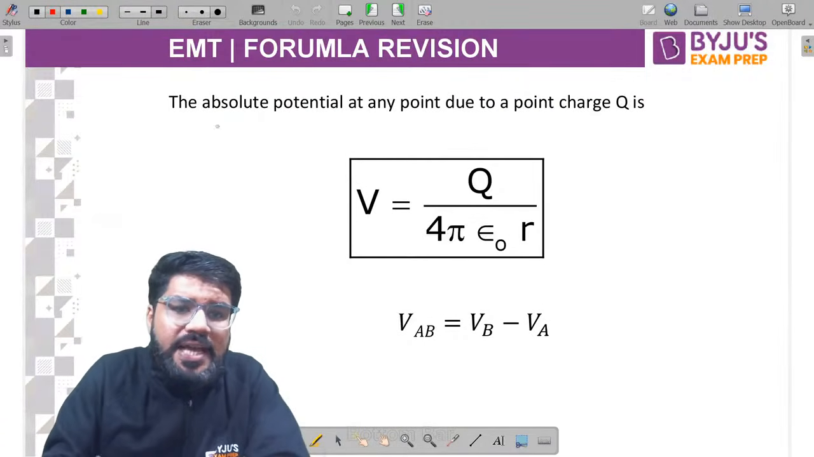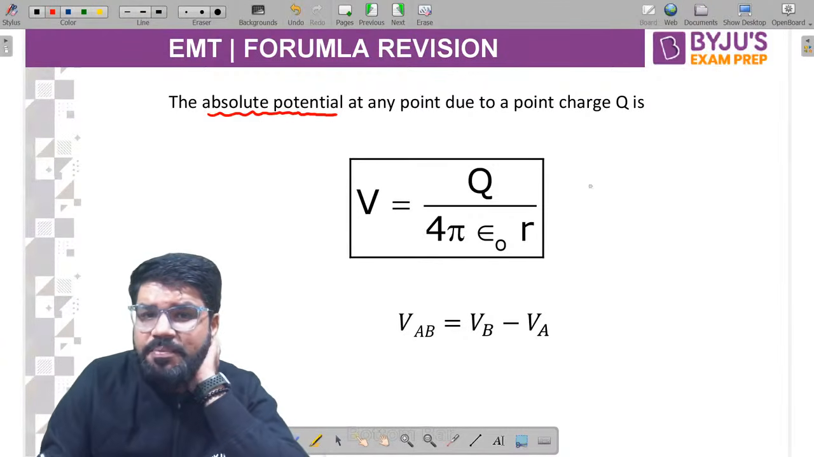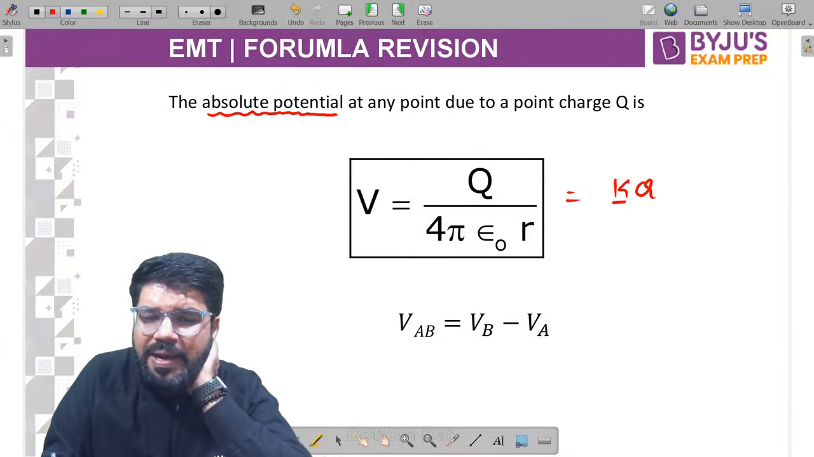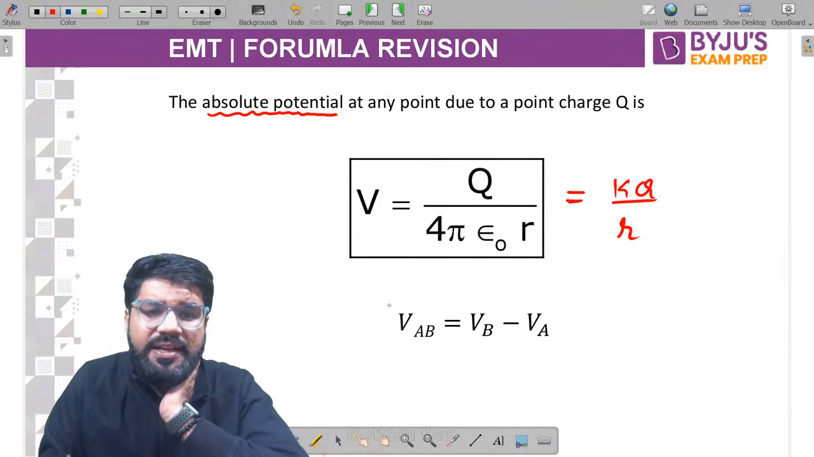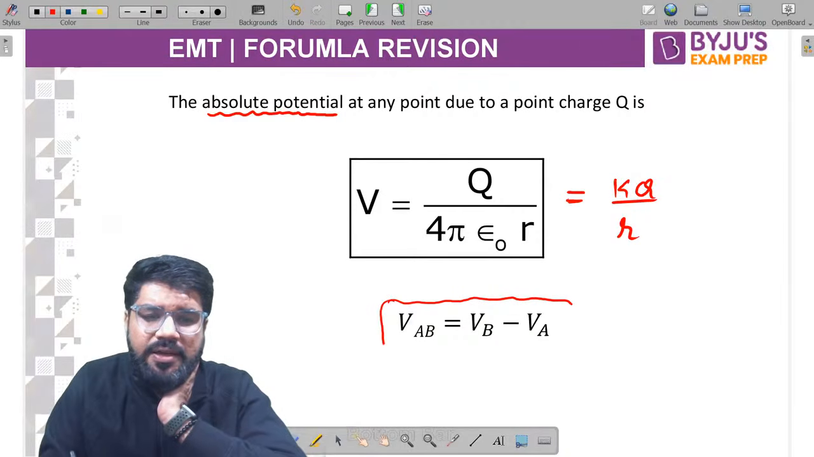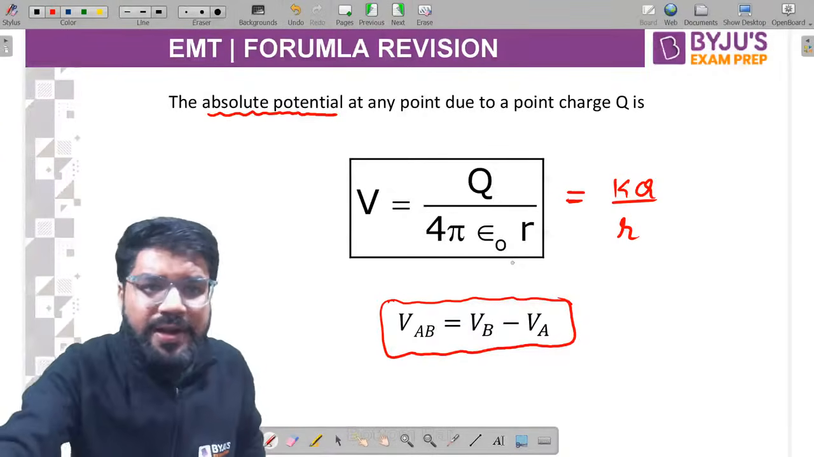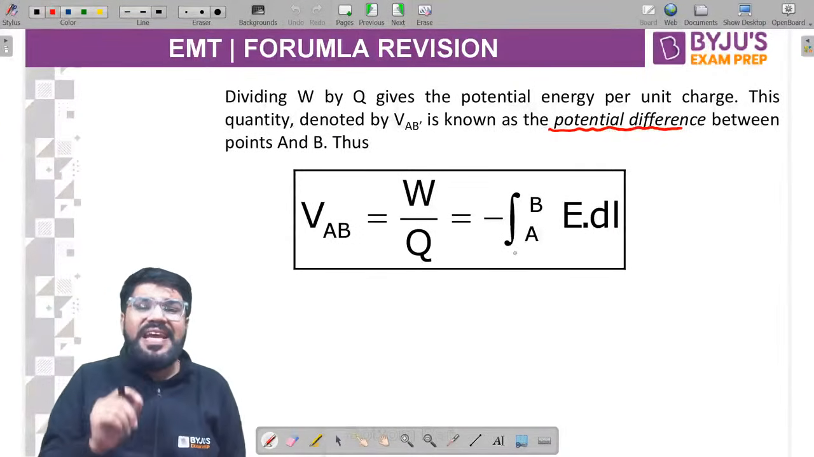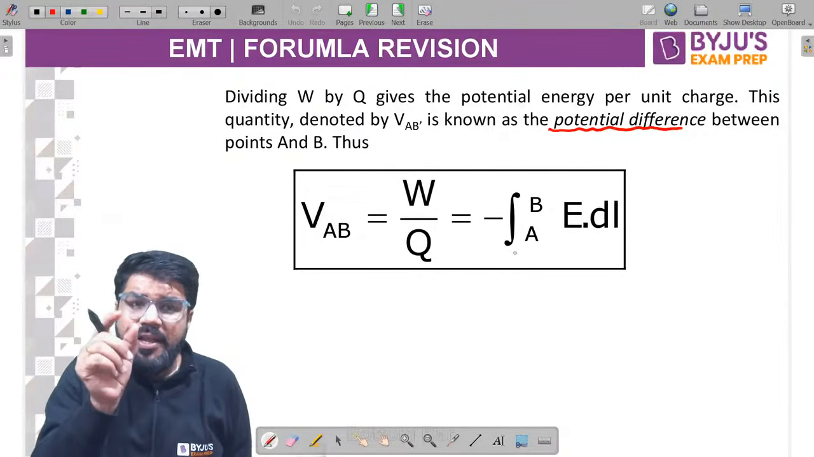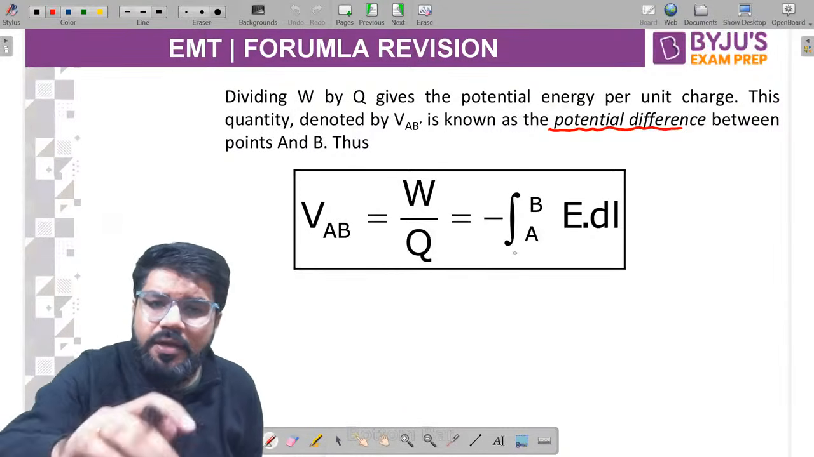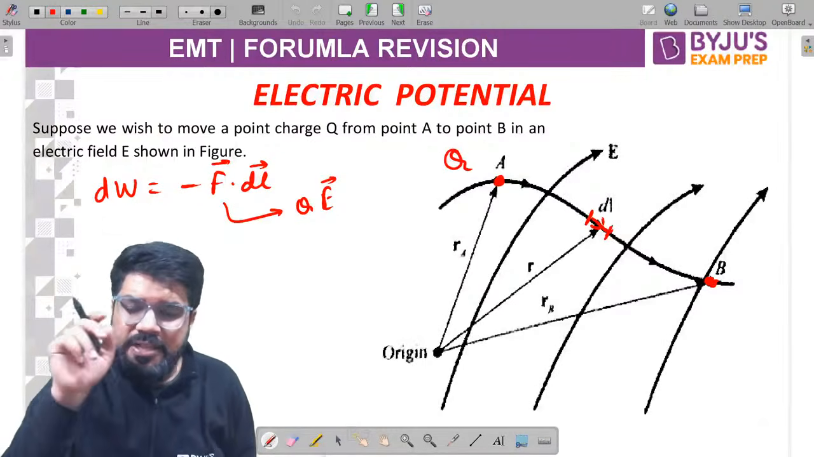That also let us discuss. The absolute potential of any point is given by the formula simply KQ by R, and then the potential difference can be written as VB minus VA, second point minus first point. What was the potential difference between 2 points? It is the work done in moving 1 Coulomb of charge, that is, work done per unit charge for moving the charge from A to B.